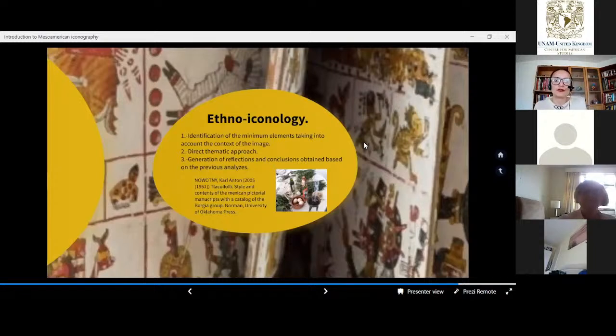So in order to create a better approach, a new methodology began that is called ethno-iconology. What this methodology tries to do is basically identify the minimal elements that appear in the image. Then we need to check all the written sources, particularly the sources that were created in the 16th century, so that we can have more information and then a thematic approach.